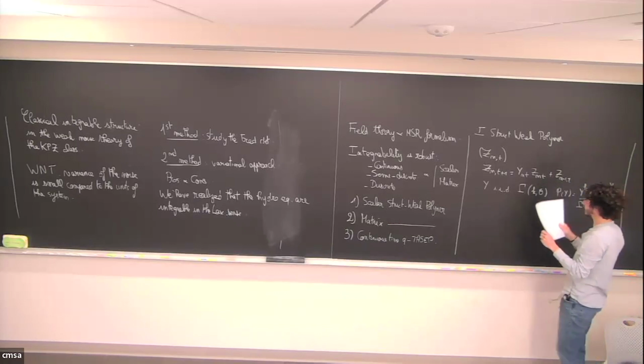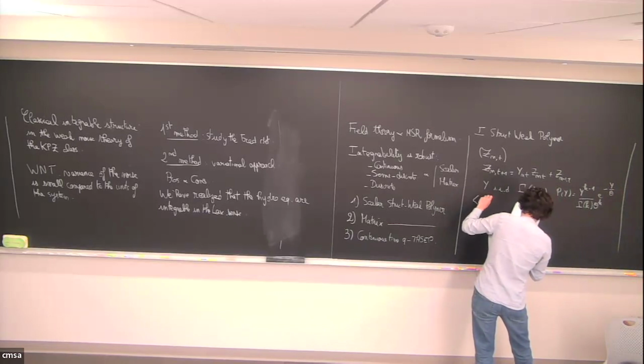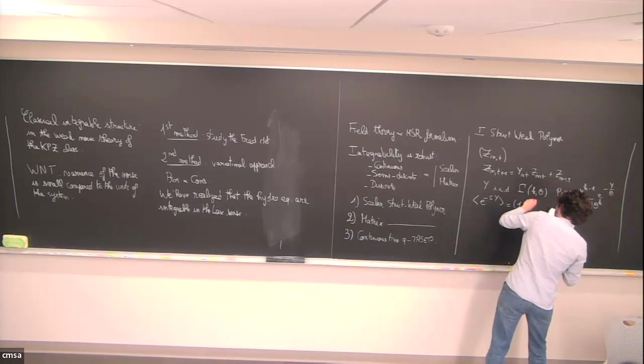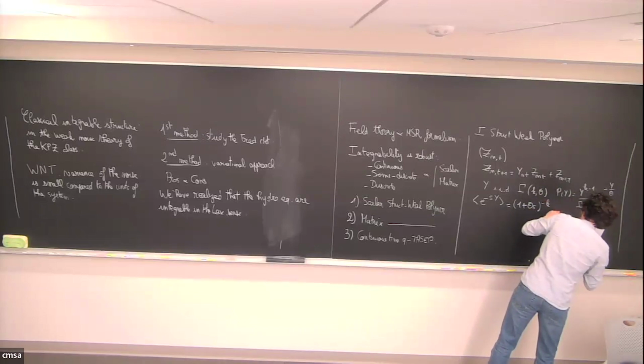And the characteristic function of the gamma random variable, which I will use later on, is the expectation value of exponential of minus y s, which is (1 plus theta s) to the minus k, for s bigger than minus 1 over theta.